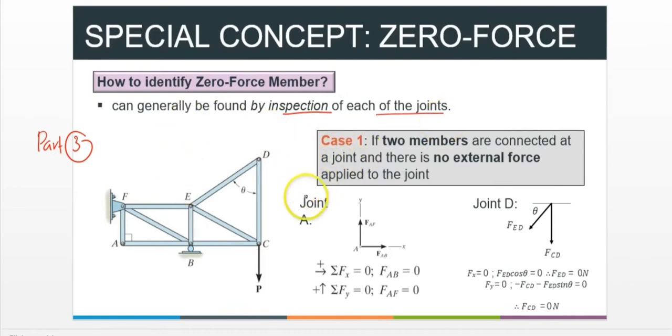If you look here, case 1: if two members are connected at a joint and there is no external force applied to the joint. Okay, tu yang paling penting. That's the concept of the zero force. Sama juga, the explanation is the same, which is two structural members connected at the joint. Dia tak ada external force lah.